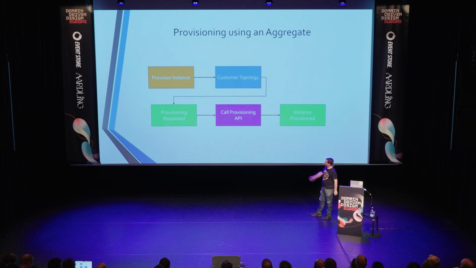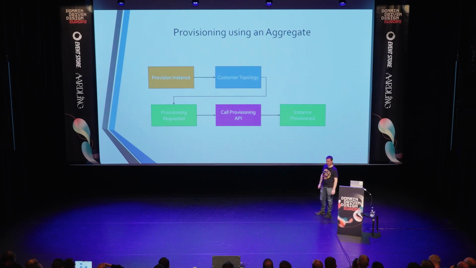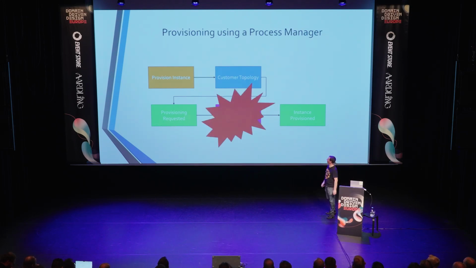What might it look like? Get request to provision an instance. It goes into our customer topology aggregate, so we know what the customer actually got. We write that we've had a provisioning request. We call the provisioning API. We write the event we've provisioned, and we save state. Oh. Where in the process are we?